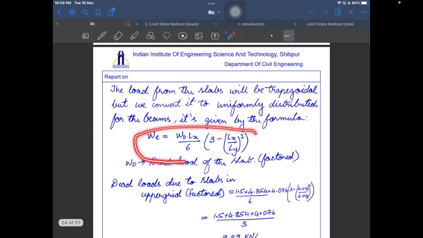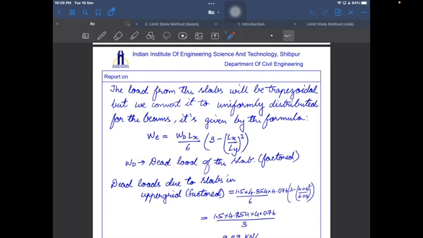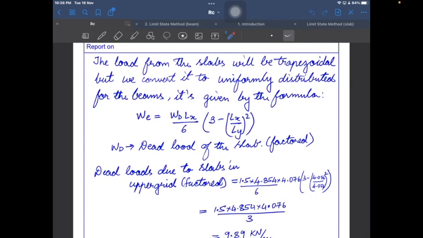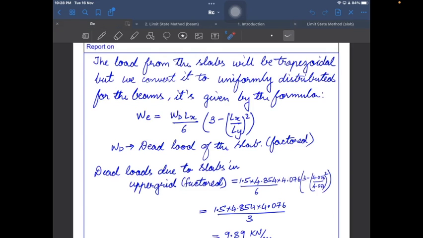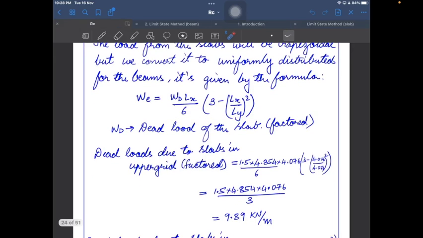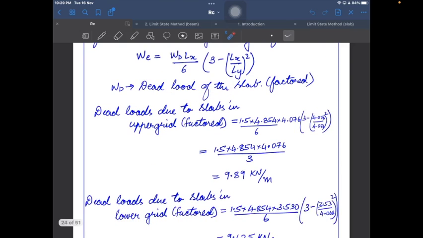This formula is for beams which are along the longer side. This formula converts trapezoidal load into uniformly distributed load for the beam. So I hope you get it. So using this formula, we get the dead load of the slab on the beam. So WD is the dead load of the slab, factored.